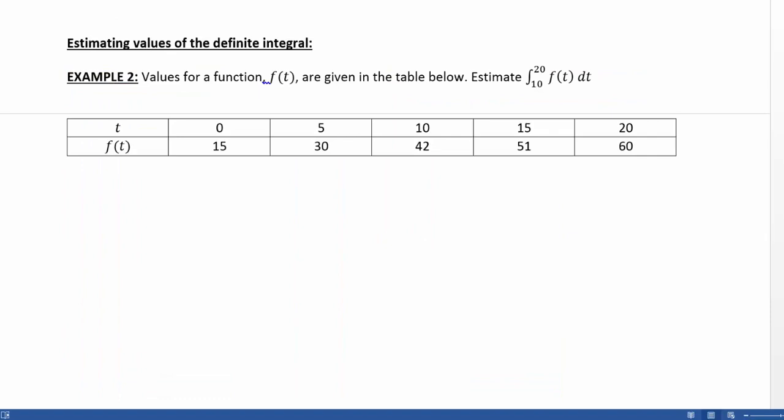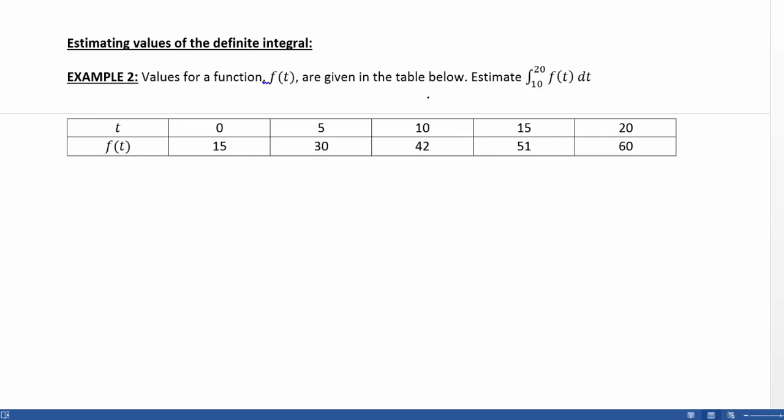Estimating values of the definite integral. Example 2. Values for a function f of t are given in the table below. Estimate the definite integral from 10 to 20 of f of t dt. So we're estimating the area under the curve. And the part that's really important here are the bounds. I want you to notice here that we're estimating what's happening between 10 and 20.